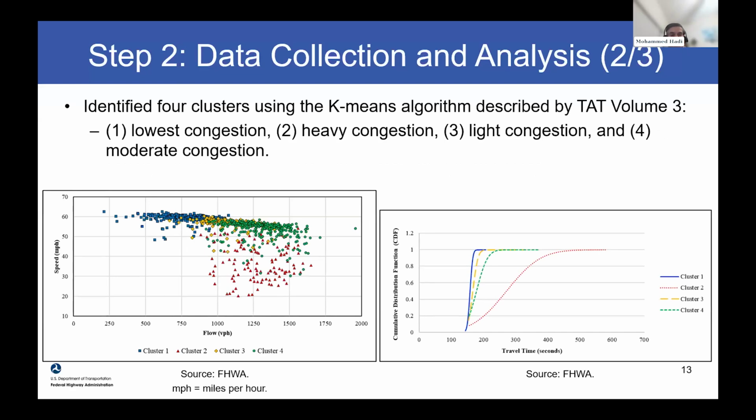When we ran the cluster analysis, we found there are 4 clusters. 2 clusters were light or very low congestion. One of them mainly represents the weekend, it seems, and the other one represents weekdays with low traffic, that is, low traffic volume and low travel time.